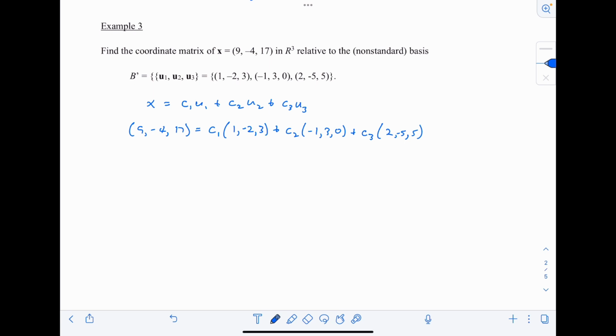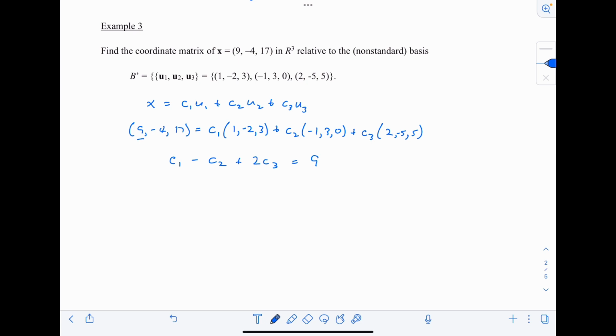And what we need to do is find C1, C2, and C3. So we're going to do this how we've done this so many times before. We're going to set up a system of equations. We know that C1 times 1 plus C2 times negative 1, which is a negative C2, plus C3 times 2 has to equal the first entry of 9.